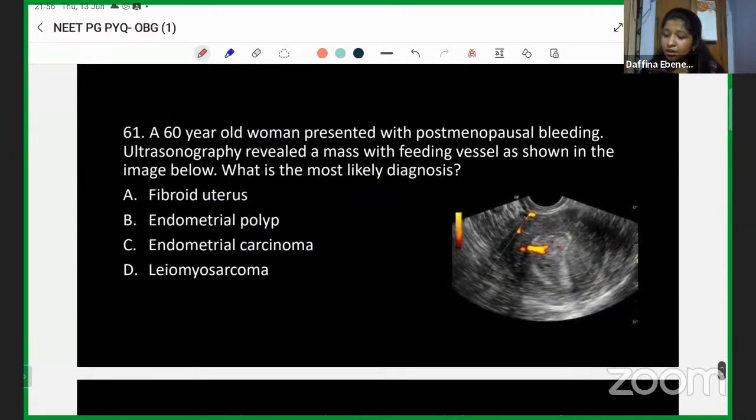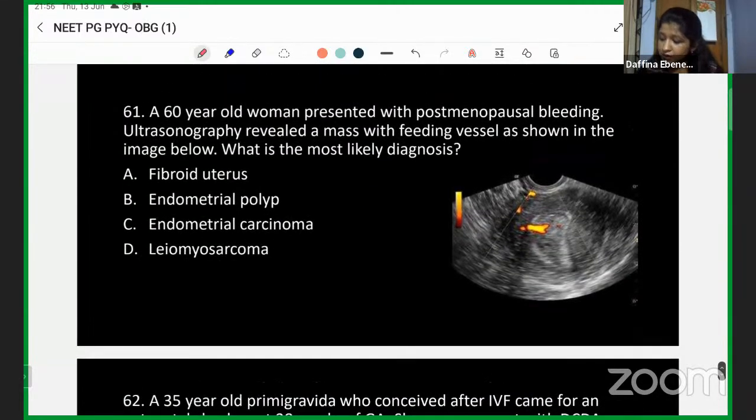A 60-year-old woman presented with postmenopausal bleeding. Ultrasonography revealed a mass with a feeding vessel as shown in the image below. What is the most likely diagnosis? So there is a mass here. What are the clues that point to the diagnosis? One is she has presented with postmenopausal bleeding. Okay, then there is a feeding vessel. So what is the most likely diagnosis?